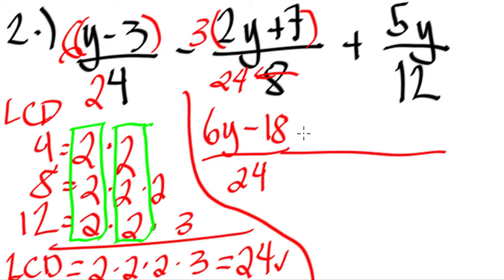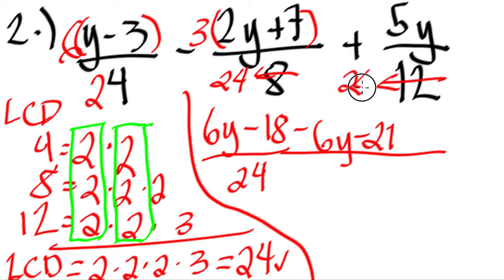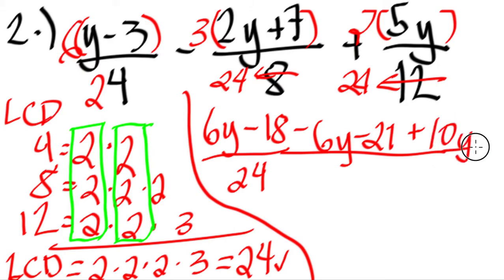So minus 3 times 2y is going to give us 6y. Minus 3 times positive 7 is going to give us minus 21. Okay, minus 21. Next, we have 12. 24 divided by 12 is going to give us 2. So this becomes 24. We will need to multiply 2 here to the 5. So 2 times 5y is going to give us plus 10y. So this is going to be all over 24.